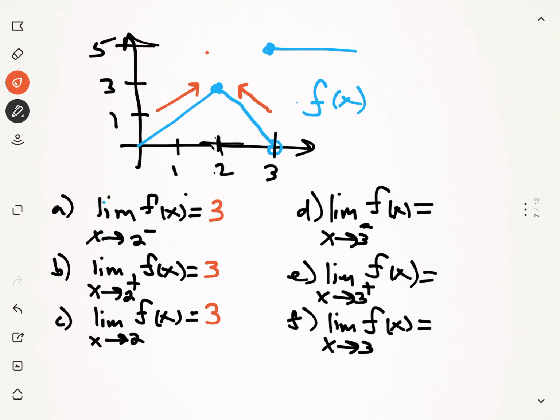3 from the left means to go this way. So we keep going all the way till we get to x is 3, and we see that from the left we have a 0. Well, what about from the right? Well, from the right we have to go up here, and when we get to 3, we stop, and we see we have a 5. Notice that from the left and from the right, they're two different numbers, 0 and 5. So this does not exist.